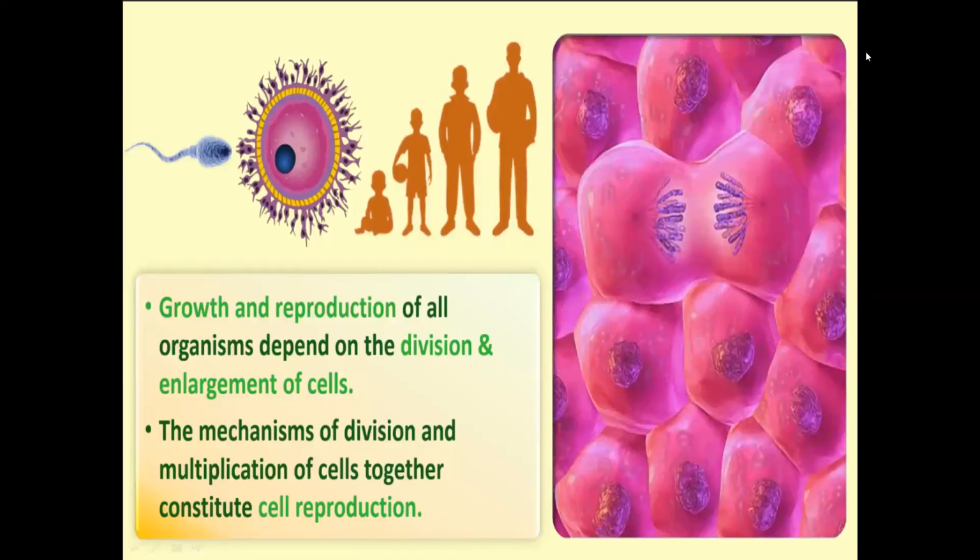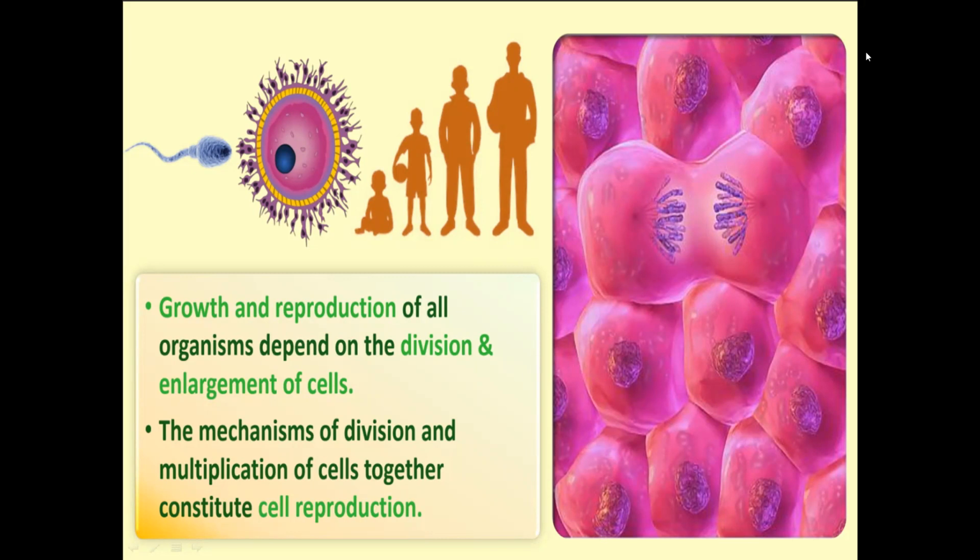So what is cell cycle? Cell division. Cell cycle is the various events which take place for the cell to divide. Now growth and reproduction of all organisms depends on cell division and cell enlargement.